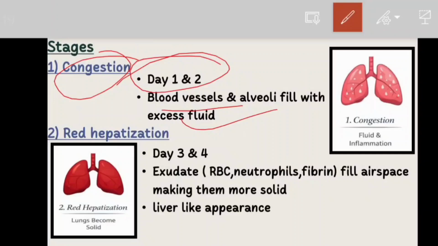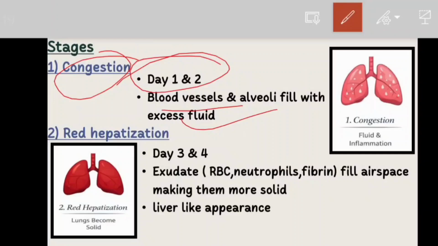Okay. So normally, the alveoli, as tiny balloons, contain only air. Now these balloons start filling with fluid, and there is still some air present, but fluid has started collecting. The lungs become heavy and red because more blood is reaching the infected area.